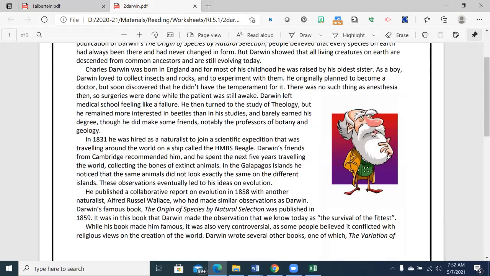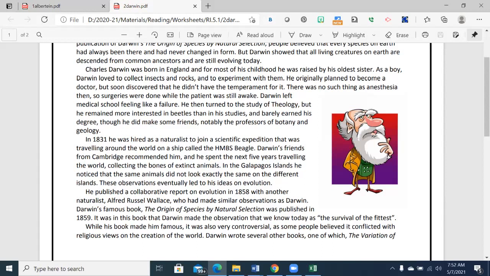He then turned to the study of theology, but he remained more interested in beetles than in his studies, and barely earned his degree, though he did make some friends, notably the professors of botany and geology. In 1831, he was hired as a naturalist to join a scientific expedition that was traveling around the world on a ship called the HMS Beagle.